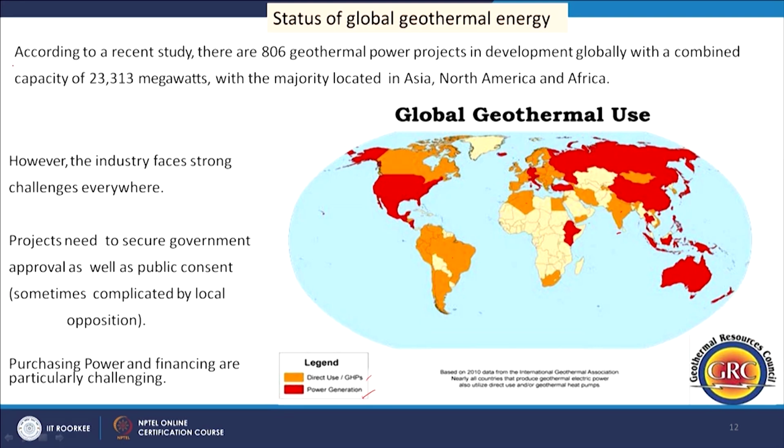According to a recent study, there are 806 geothermal power projects in development globally with a combined capacity of 23,313 megawatts, with the majority located in Asia, North America and Africa. The industry faces strong challenges everywhere, and projects need to secure government approvals as well as public consent, and are sometimes complicated by local opposition, and then purchasing power and financing are particularly challenging. So, these are some challenges of this method.